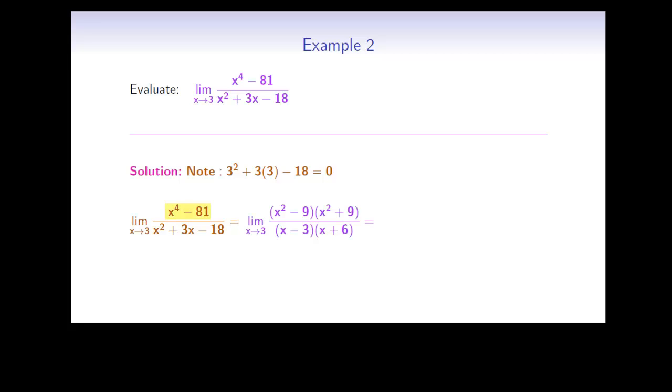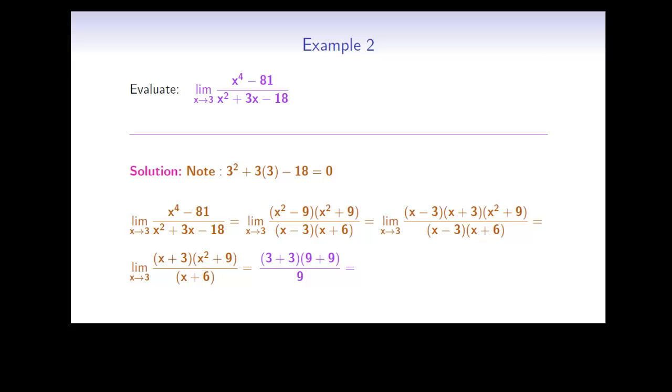We're going to factor x to the power of 4 minus 81. It becomes x squared minus 9 times x squared plus 9, and the denominator factors as x minus 3 times x plus 6. We can actually factor these even further. x squared minus 9 becomes x minus 3 times x plus 3. Now notice that x minus 3 cancels out. Now we have no division by 0 anymore, so now we can actually insert x equals 3 into the expression. We simplify and the final answer is 12.